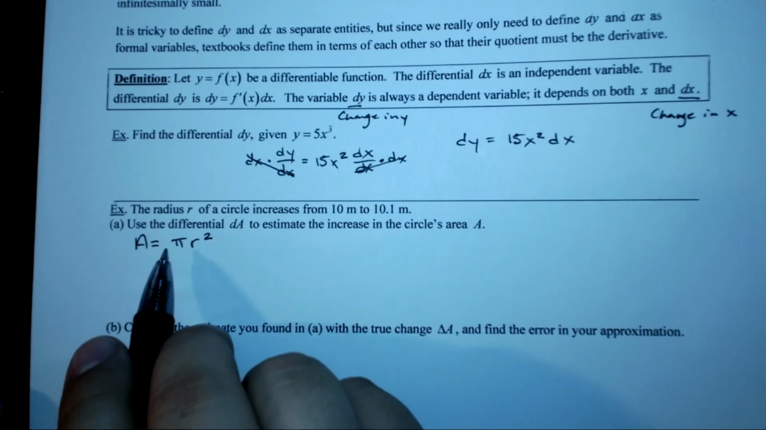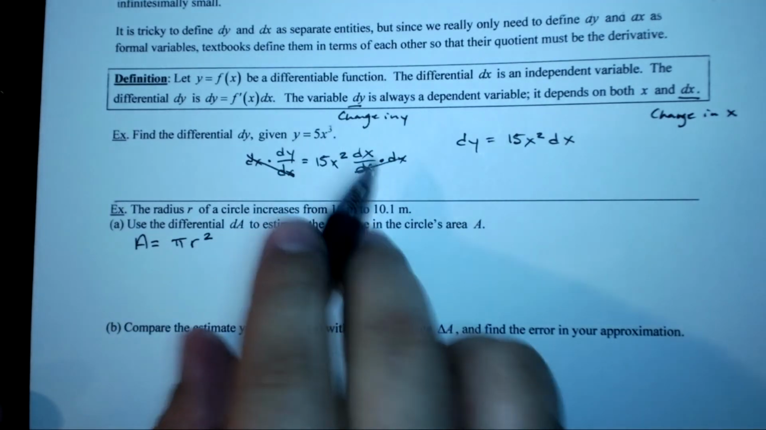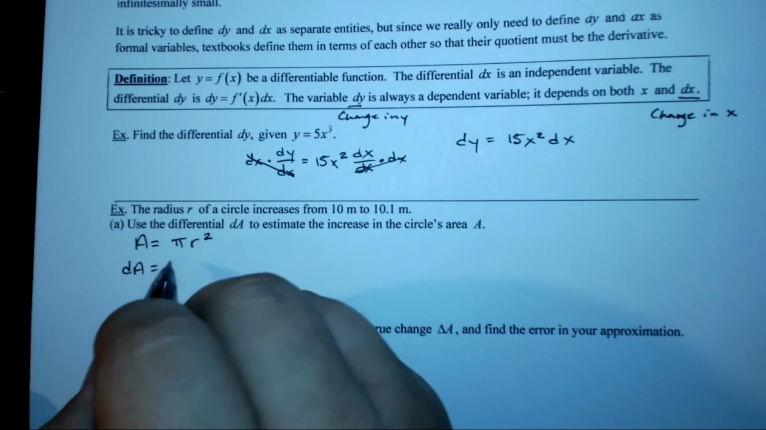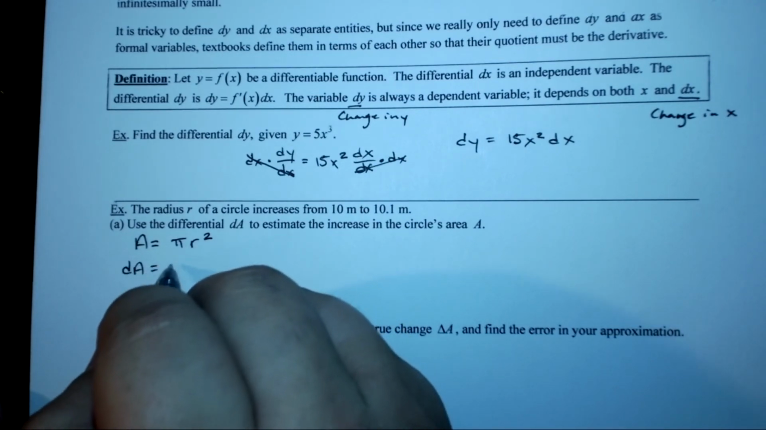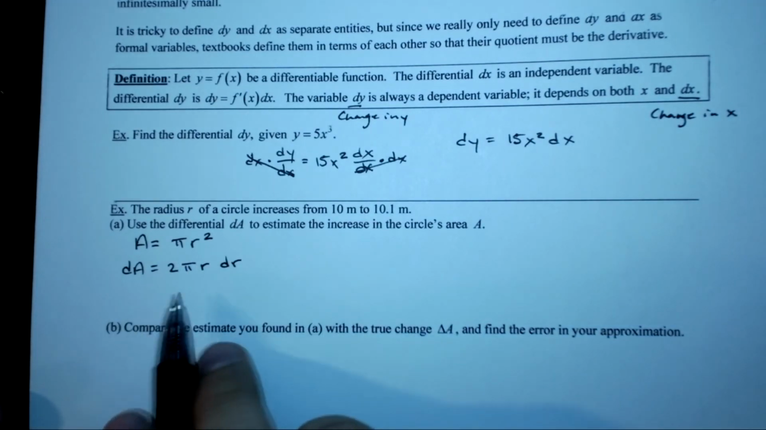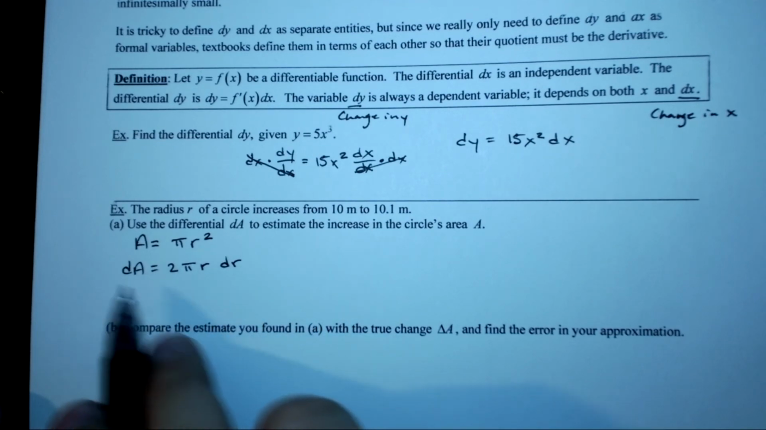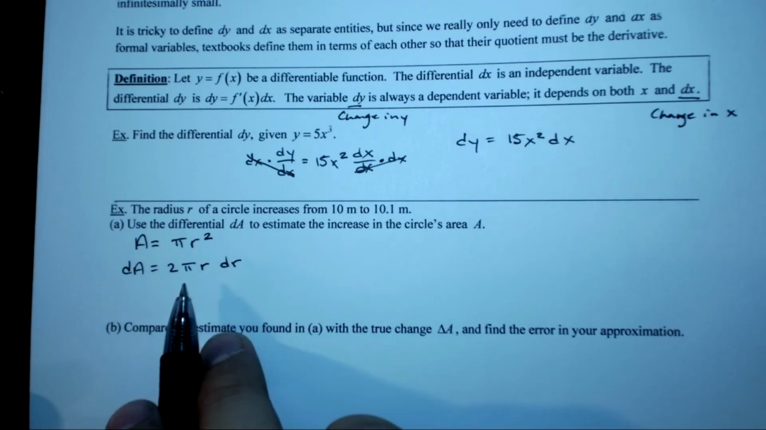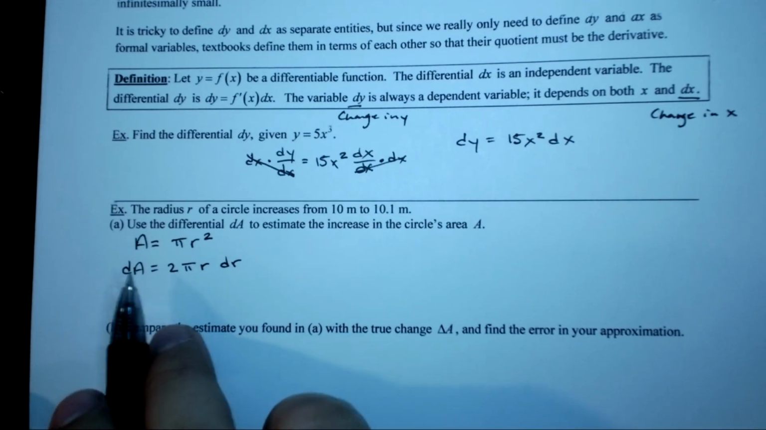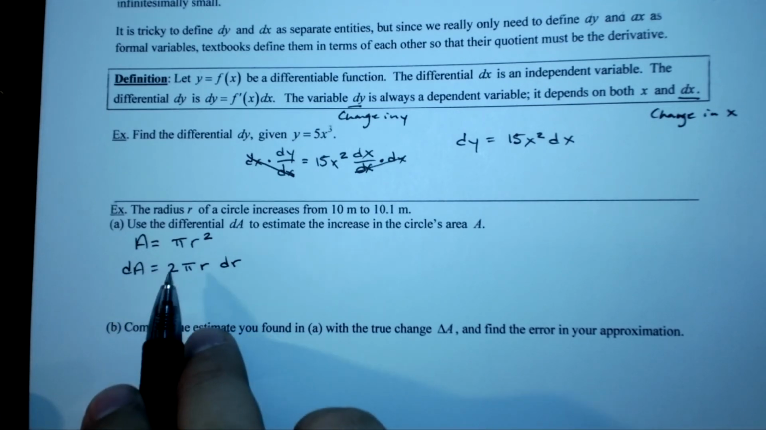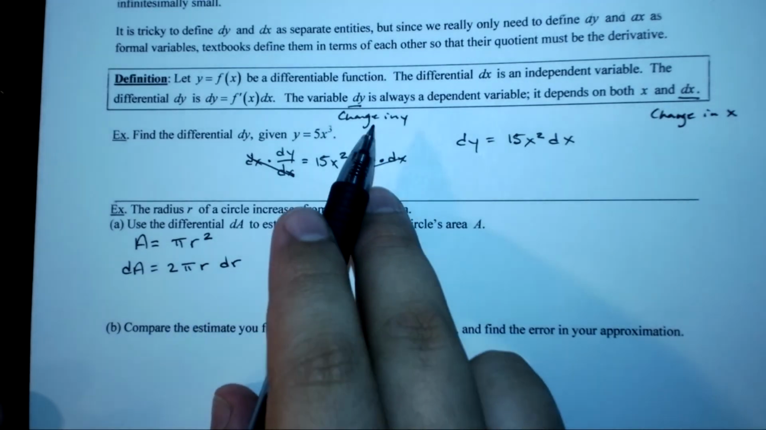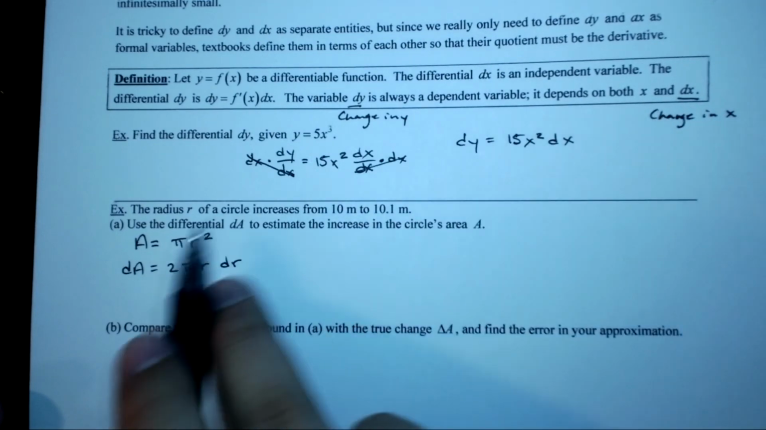So if we take the derivative of both sides and we look for the differentials, we get dA is equal to, by the power rule, 2 pi r dr. I just skipped the step with the dA over dr and threw it over to the side. So this says the change in the area is equal to 2 times pi times r times the change in the radius, if we read it the way we defined these up here.